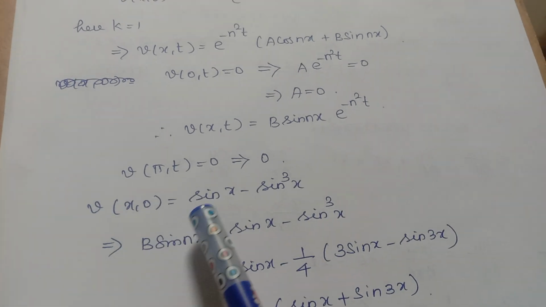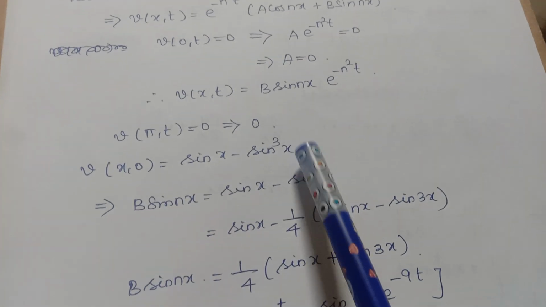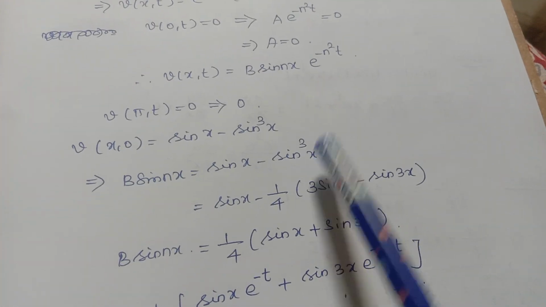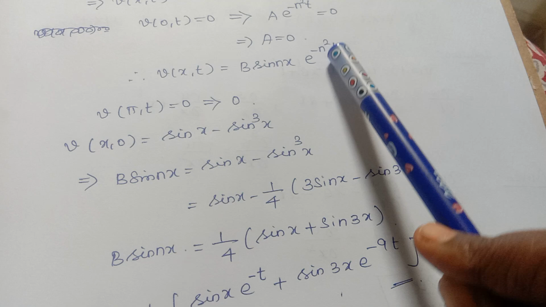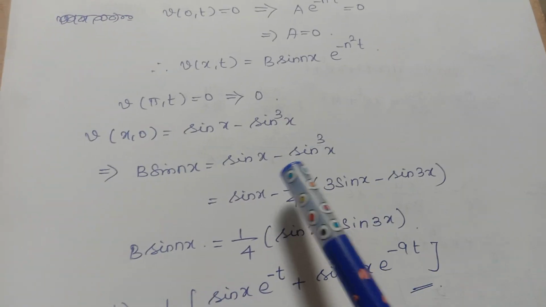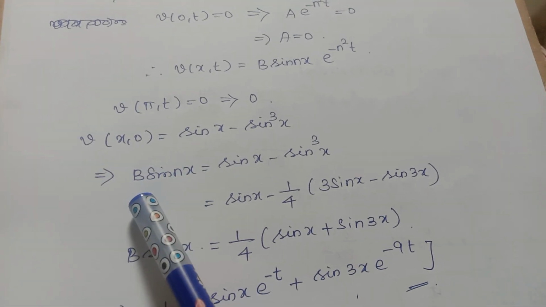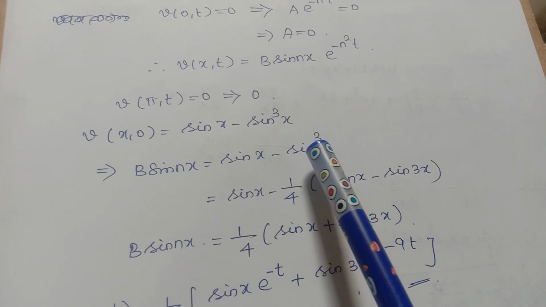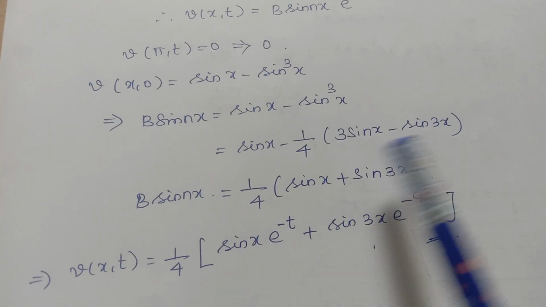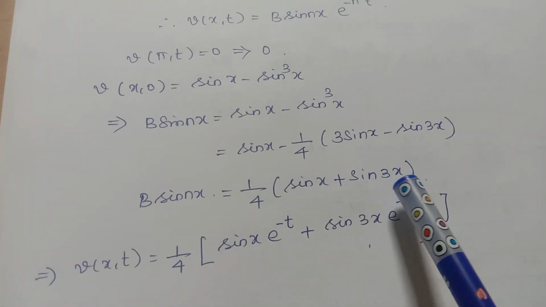Next, v(x,0) = sin x − sin³x, no? So you substitute: b sin nx = sin x − sin³x, because this exponential will become 1 when you substitute t = 0. Here on this side we have sin nx only, and here we have a cubic term, no? Just split it: sin x − 1/4(3 sin x − sin 3x). So what you get? 1/4(sin x + sin 3x).